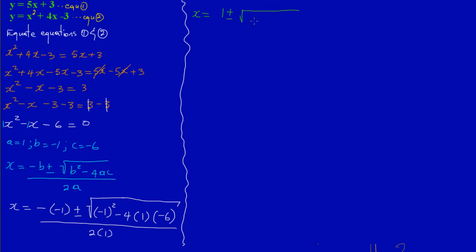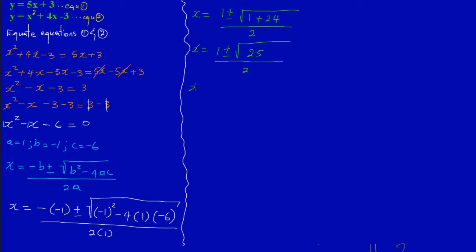of negative 1 squared, which would give me a positive 1, and I have a minus 4 times 1, which would give me a minus 4, and minus 4 times negative 6 would give me a positive 24. And that is all over 2a, and a is 1, so I would have 2 times 1 is 2. So here I would say x is equal to 1 plus or minus the square root of 1 plus 24, which is 25, and that is all over 2.